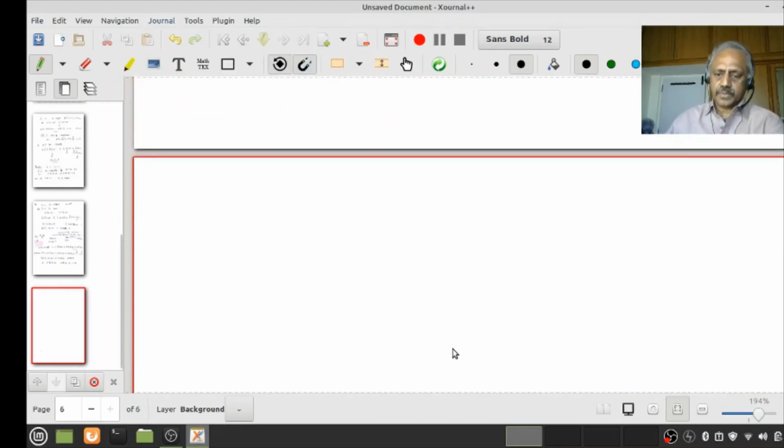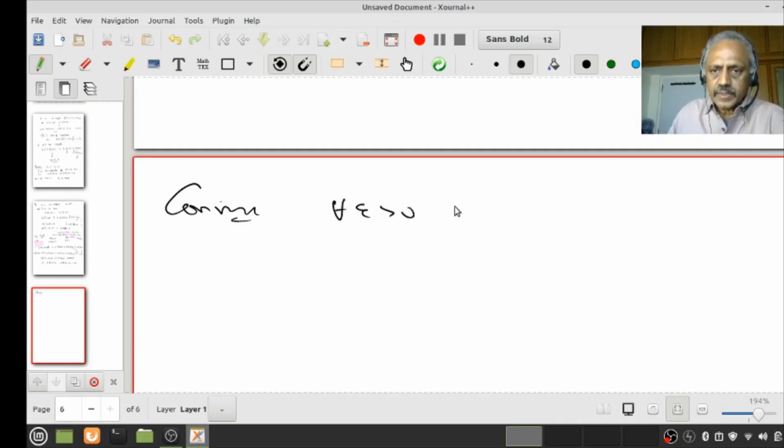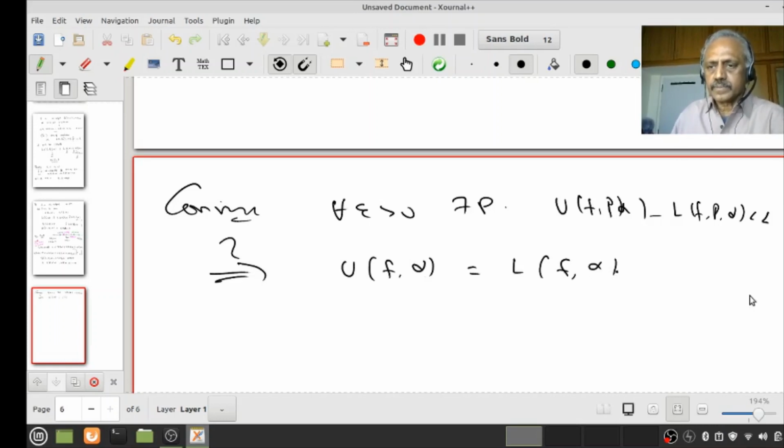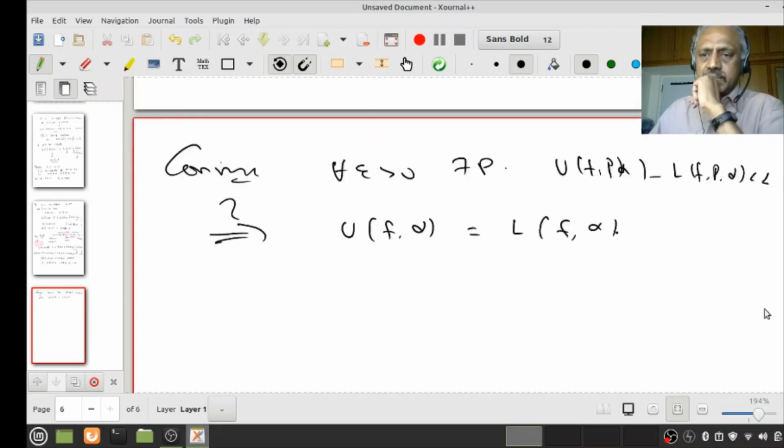Okay, with that we will stop. So, the converse. What is it that I have to prove? I have to prove that for every epsilon there is a partition P so that U of P, alpha minus L of P, alpha is less than epsilon. I want to know whether it implies U of alpha equals L of alpha. This perhaps I should leave as an exercise, but let us do it.